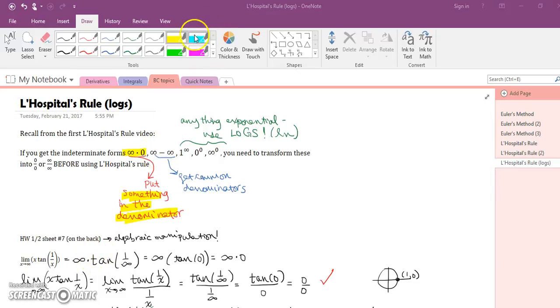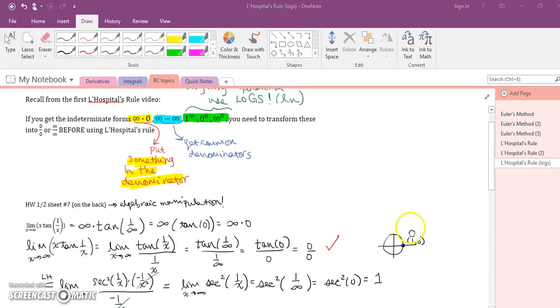Sometimes you'll get infinity minus infinity. That means whatever your expression is, you have to get common denominators and try again. And several times on the back especially, you get something exponential like 1 to the infinity, 0 to the 0, or infinity to the 0. Any of these, you need to transform. The way you handle an exponential issue is using logarithms, because logarithms will undo an exponent. You have to get 0 or infinity out of the exponent. The only way to do that is with logarithms.